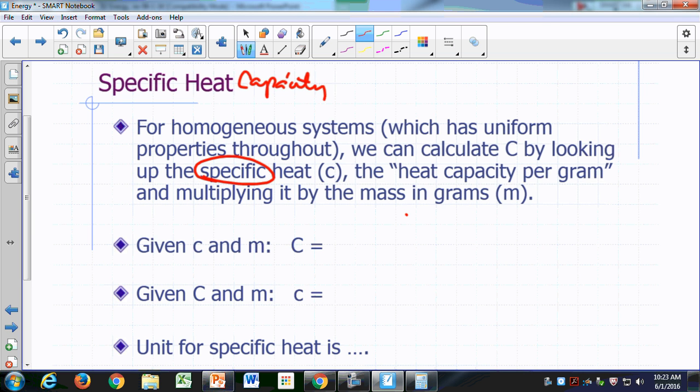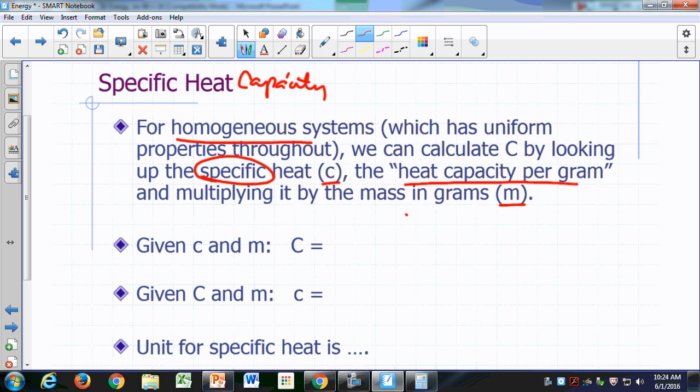The things for which you can look up values of specific heat are systems that are homogeneous, meaning they're uniform throughout. Because if a system is not uniform throughout, different parts of the system will have different heat capacities. So specific heat is only defined for a homogeneous system, and all you have to do is multiply the specific heat by the mass to get the heat capacity.